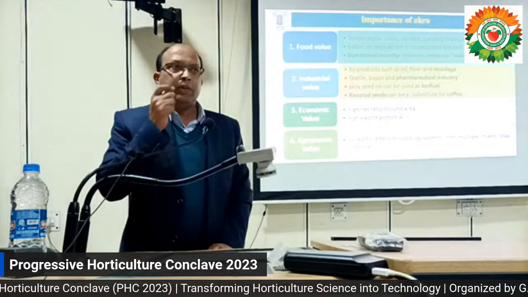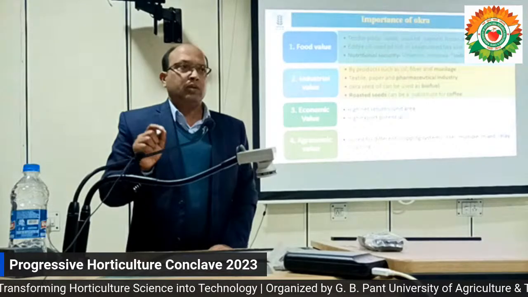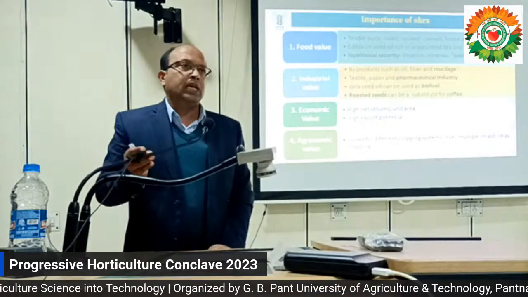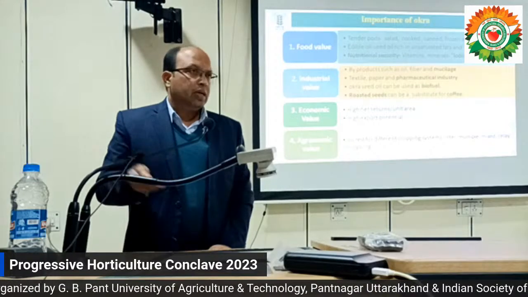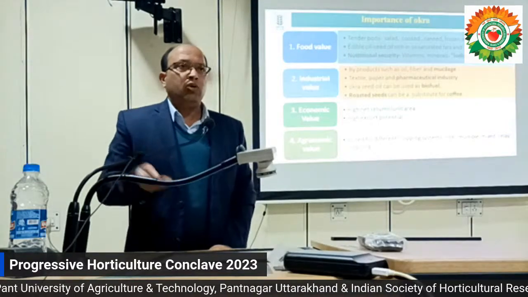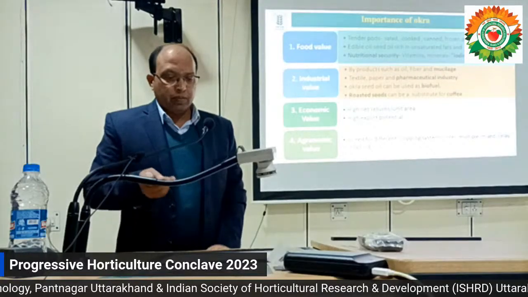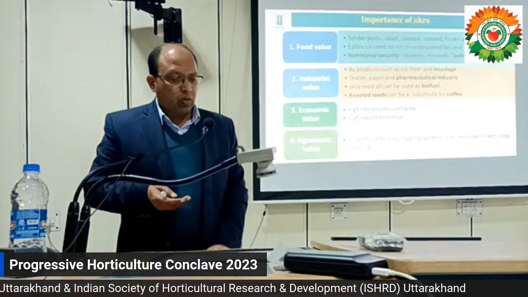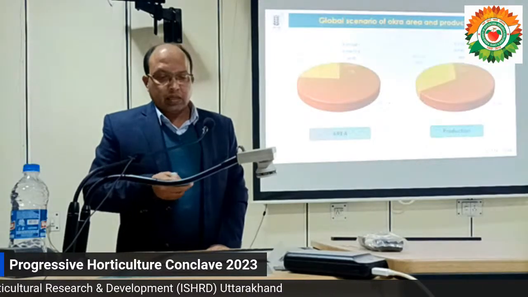So among the vegetables, the importance of okra is high, and mucilage is also very important from an industrial point of view. A lot of uses are there in the medicinal industry and chemical industry, and the food value of this mucilage is also very high and it is used as an additive material in many things. The economic value of okra is very high, and it can be grown in different cropping systems.